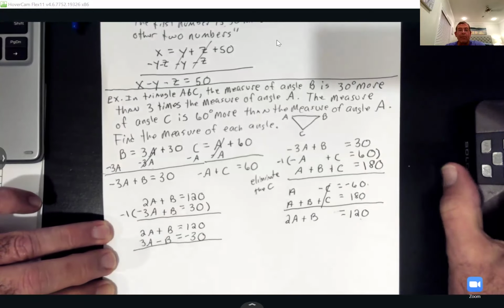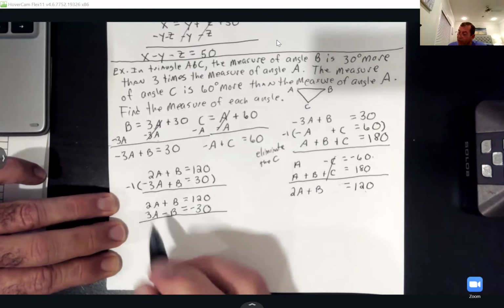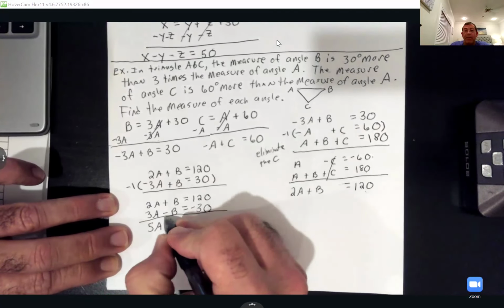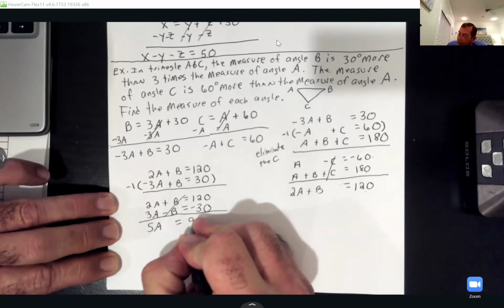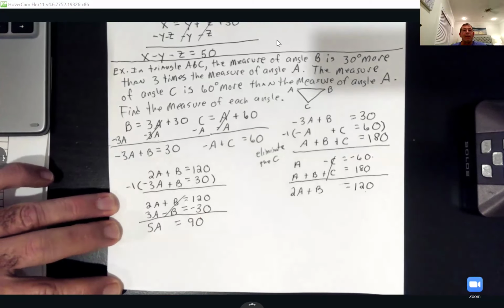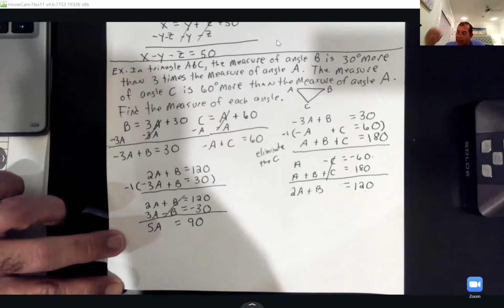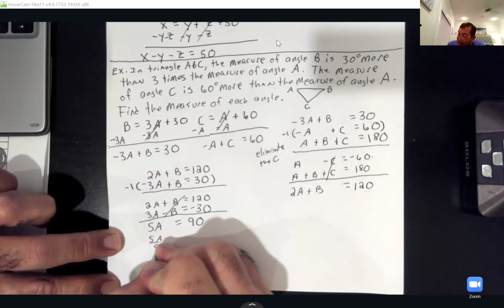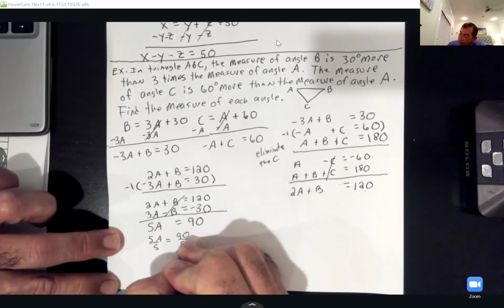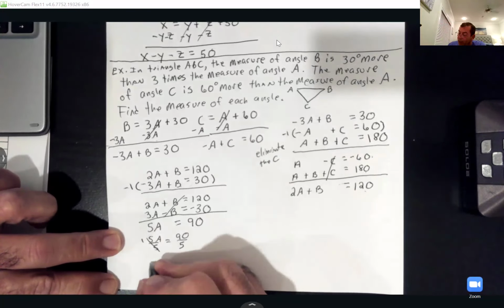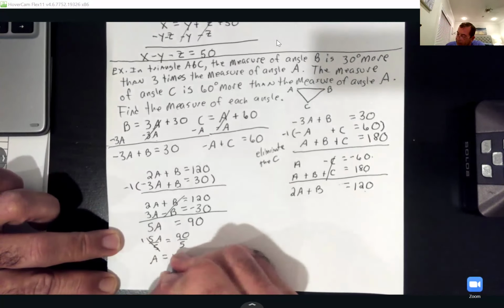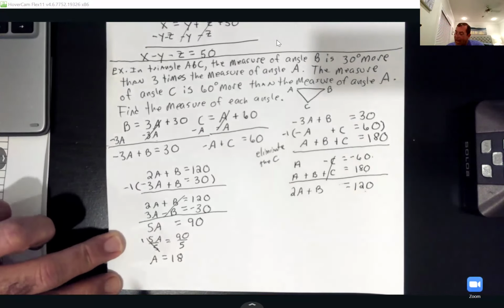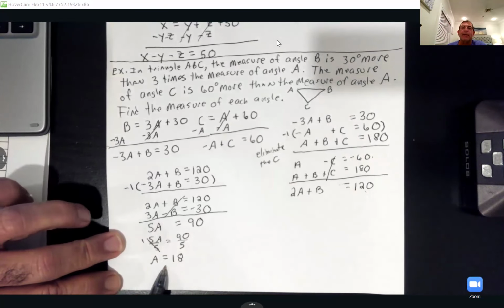All right, so let's see. We're going to add them together now. So 2 and 3 give me 5A. The B's cancel. And y'all, 120 minus 30 gives me 90. So one more move. We know what the A equals. So let's divide everybody by 5. So that cancels, giving us a 1A over here. And y'all, let's see, 90 divided by 5, I think that's what, 18? I now know that the A equals 18.